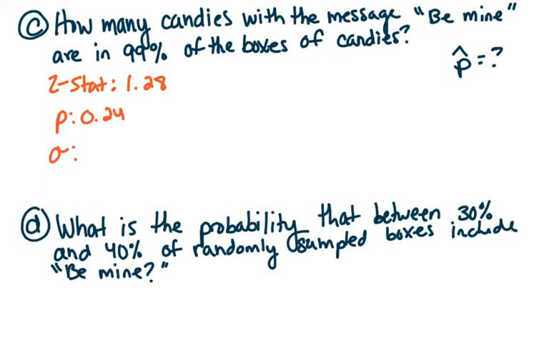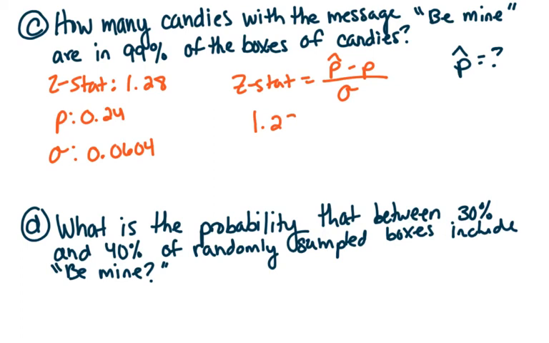My standard deviation is 0.0604, and so I'm going to set up my formula. So Z stat is equal to P hat minus P over our standard deviation. So 1.28 is equal to P hat minus 0.24 over 0.0604, and so I'm solving for P hat, so I'm going to multiply both sides by 0.0604.